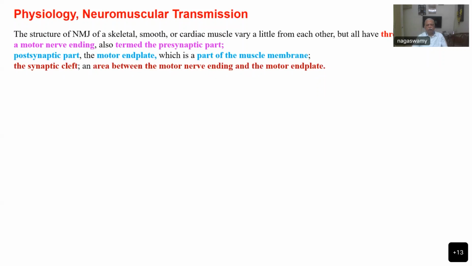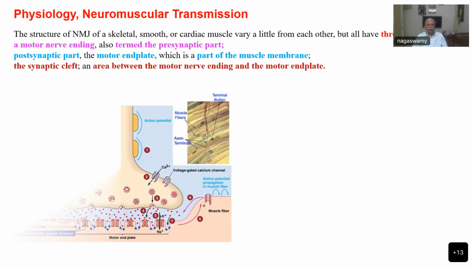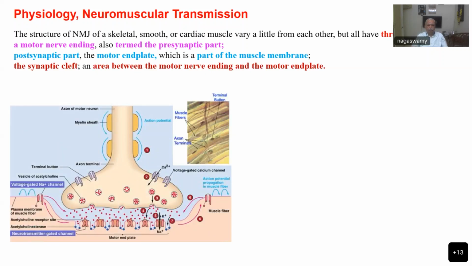And the area between the motor nerve ending and the muscle motor end plate. So you must be able to, though not in this detail, draw this, and the main point that you have to draw the structure in your answer. So you have to make sure that the myelin is not there at the terminal portion, and it is covered by Schwann cells on the other side.